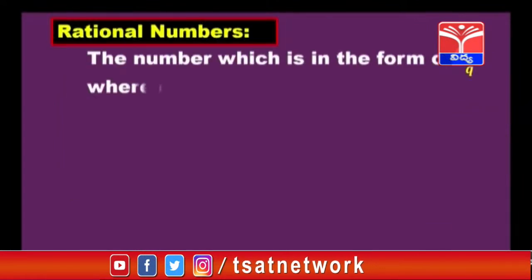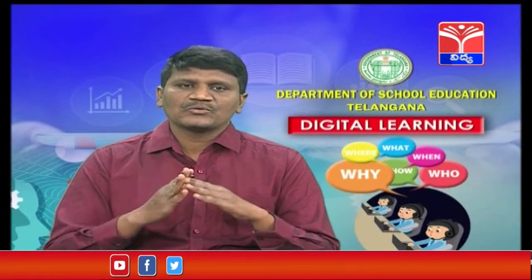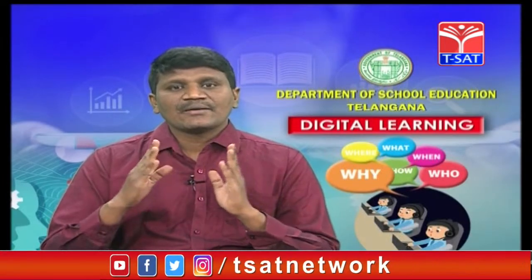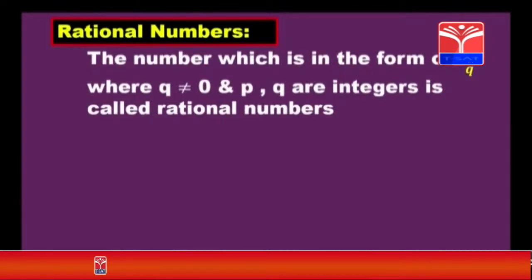The number which is in the form of p by q, where q is not 0 and p, q are integers, is called a rational number.